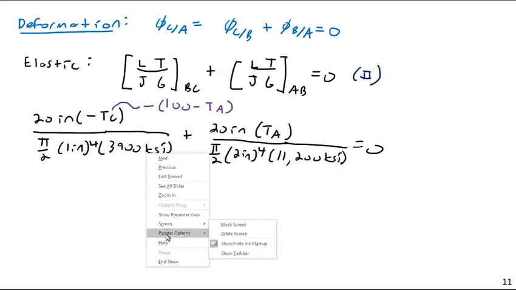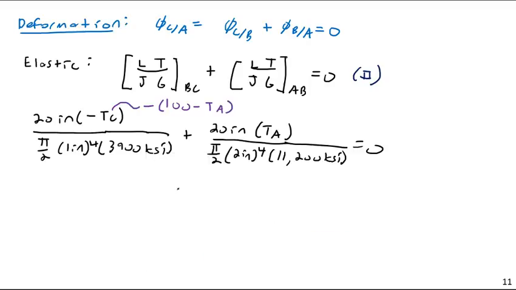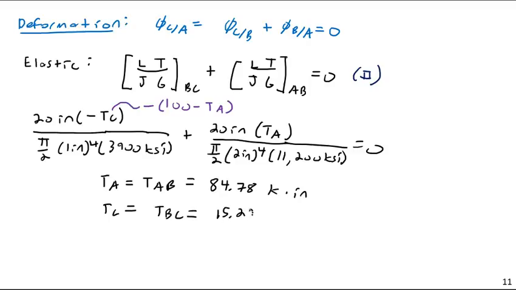And if we do all of this, we will find that TA is equal to TAB, which is equal to 84.78 kip inches. And TC is equal to TBC, is equal to 15.22 kip inches. And once we have those, we could easily solve for any of the stresses we wanted or anything else. But, so in fact, let's do that.